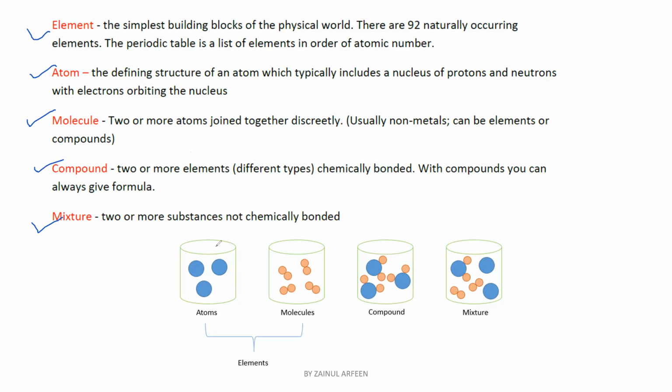As you can see, the first one is an atom, the structure of an atom, and these are atoms of an element. The second one is a molecule, and these are also molecules of an element. Why? Because these are identical atoms forming a molecule. When different types of atoms chemically combine, we call it a compound. And when different types of substances mix together, not chemically mixed, just mixed together, we call that a mixture.